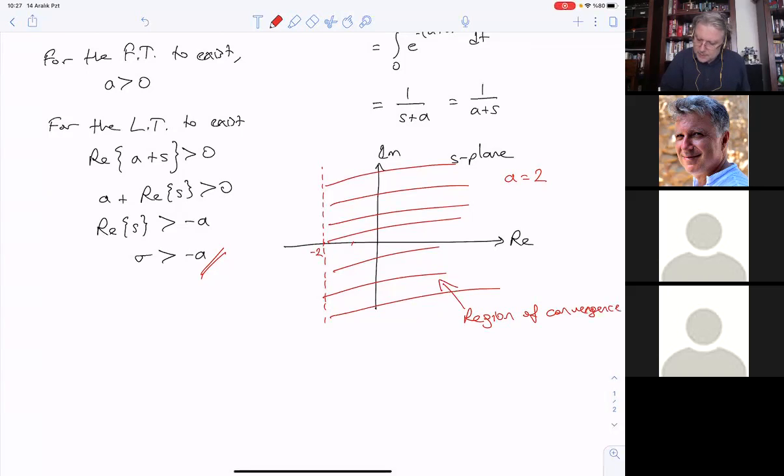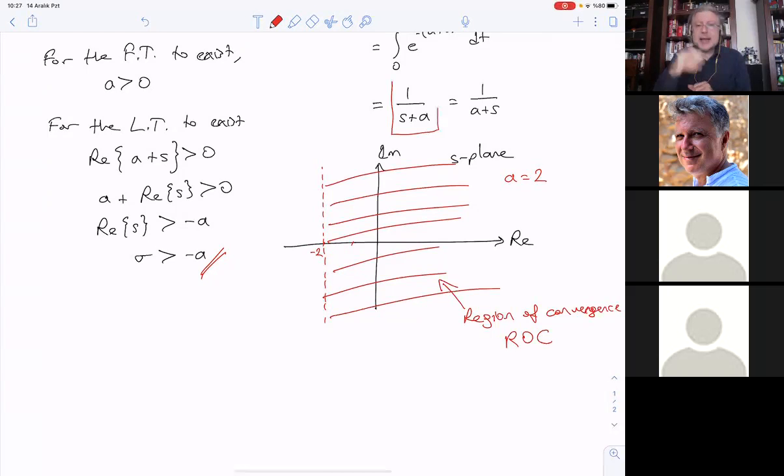Convergence. Or ROC, region of convergence. Okay, this is the abbreviation that we have. We must indicate a region of convergence for this integral to converge. And this region of convergence must always be shown or indicated. You must always give the Laplace transform together with the region of convergence.